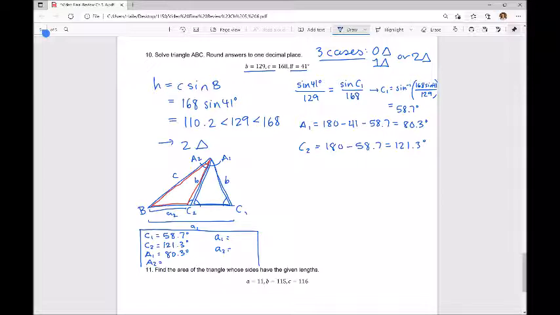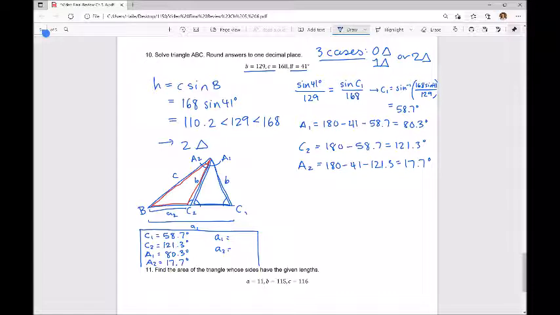And the last angle we need to find is A2. So now that we know B and C2, we can find A2 by simply doing 180 minus 41 minus 121.3. And that should give us 17.7 degrees. So A2 is 17.7 degrees. So we found all of our angles. The last things we need to do are just find side A1 and side A2.